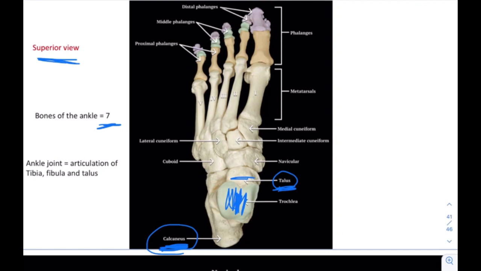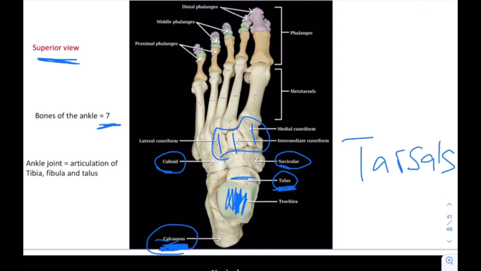And then right in front of the talus is the navicular bone. And in front of the calcaneus is the cuboid, so C and C: calcaneus and cuboid. And then we have the cuneiform bones right here. We have medial, intermediate, and lateral: the medial cuneiform, the intermediate cuneiform, and the lateral cuneiform. And these are the 7 bones of the ankle. These are also called the tarsals. And then beyond the tarsals, we have the metatarsals, because meta means beyond.